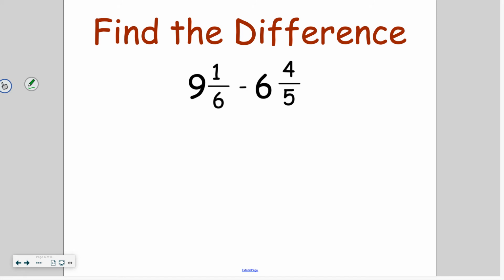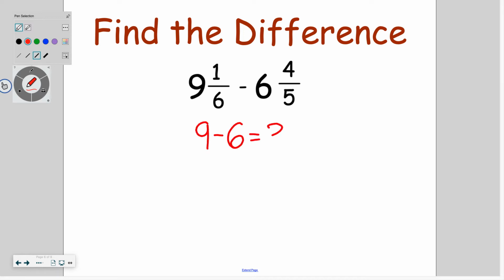One more example of this. Again, when you have your mixed numbers, we still start by subtracting those whole numbers. So we have 9 minus 6, which is equal to 3. Then we need to look for our common denominator. So between 6 and 5, 6 is the bigger number. So 6 times 1 is 6. Can't be divided by 5.